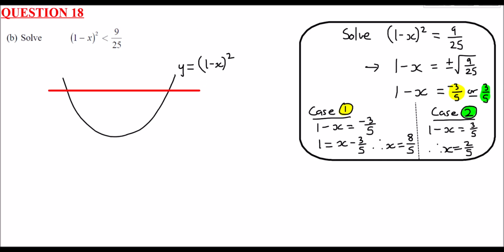Okay, so imagine this is the line where y equals 9/25. Now we want the curve 1 minus x squared to be less than 9/25. In terms of our very rough sketch, that means that we want the black curve, this 1 minus x squared, to be less than 9/25. In other words, we want this to be underneath, lower than this red line. And so the values we're wanting are actually these ones here.